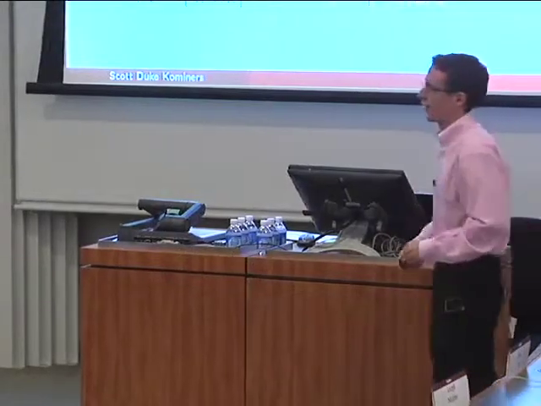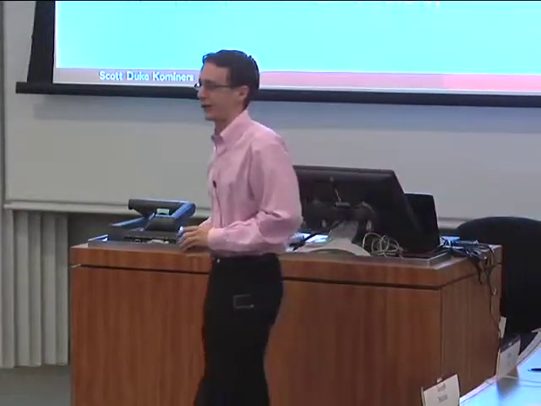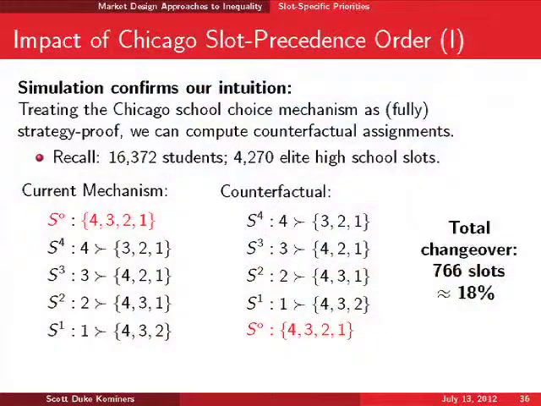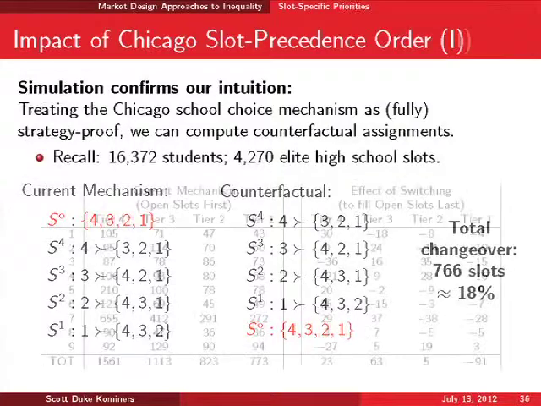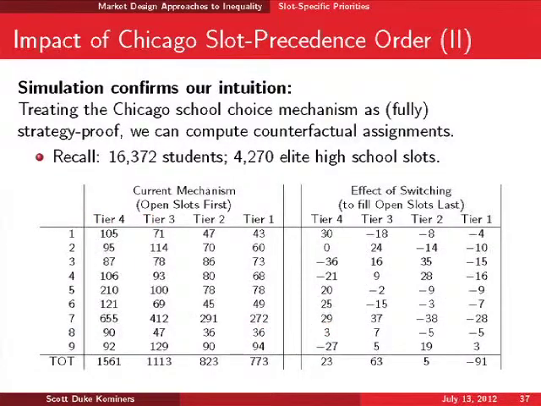And the total changeover is actually huge. It's 18% of the slots. What's happening, well, we can cut the data in several different ways. If we switch to fill the open slots last, it's almost entirely at the loss of the tier 1 students, so 91 seats lost. And they're spread across, but it's actually mostly to the benefit of the tier 3 students. So the richest students are doing fine anyway. It's these guys who are in the second richest socioeconomic class who are getting the additional benefit.